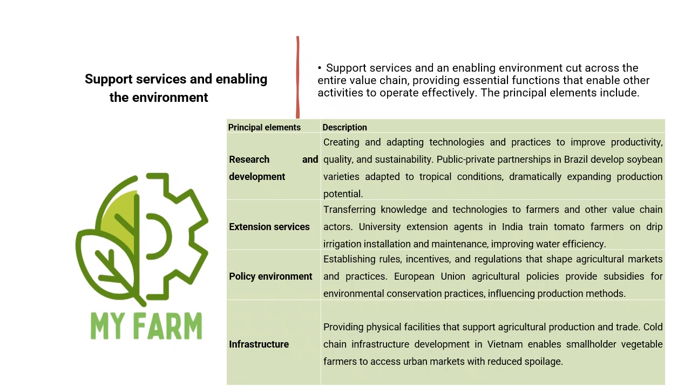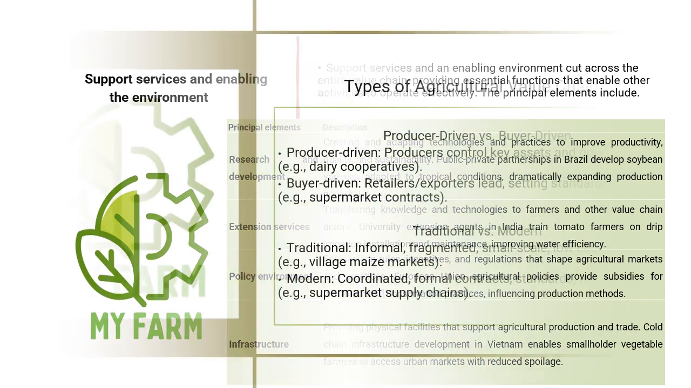European Union agricultural policies provide subsidies for environmental conservation practices, influencing production methods across millions of farms and fundamentally shaping how agriculture is practiced. Infrastructure provides the physical facilities that support agricultural production and trade. Cold chain infrastructure development in Vietnam enables smallholder vegetable farmers to access urban markets with significantly reduced spoilage, opening new market opportunities that were previously inaccessible.